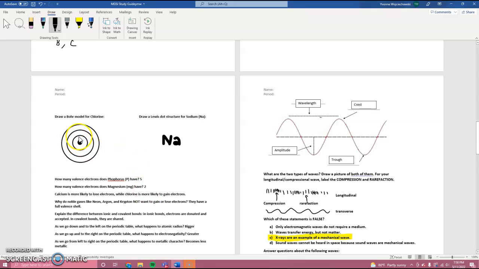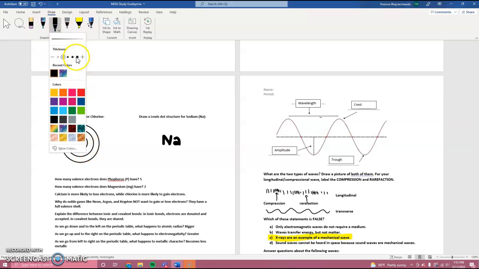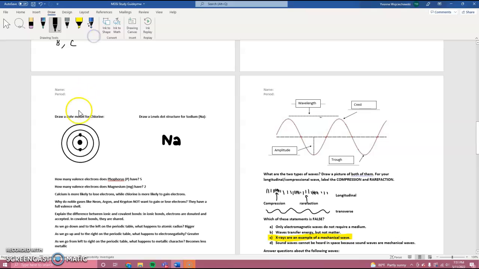When you're drawing Bohr models, you have to always fill in from inside to out, and you have to know how many electrons go in each shell. So the first shell can only hold 2 electrons total. There's my 1, there's my 2. Okay, so there's 17 total. We just drew 2, so we have 15 more.